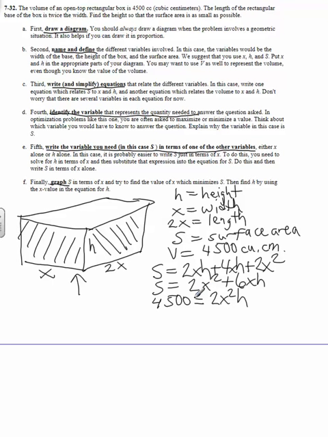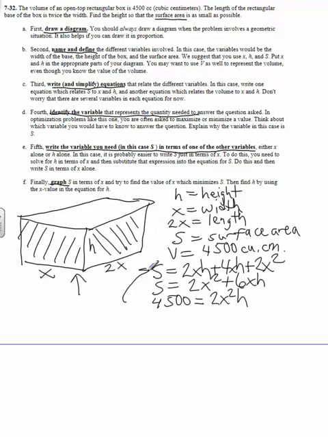So let's go step 4. Fourth, identify the variable that represents the quantity needed to answer the question. Well, let's look at the question. Find the height so that the surface area is as small as possible. So what are we trying to get to be as small as possible? The surface area. We're trying to minimize the surface area, and we want to find the height that makes that so. So let's find surface area.